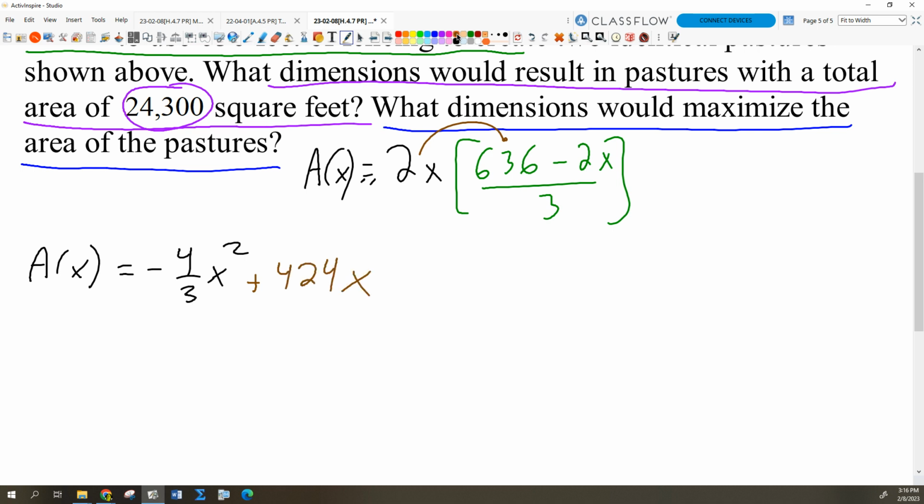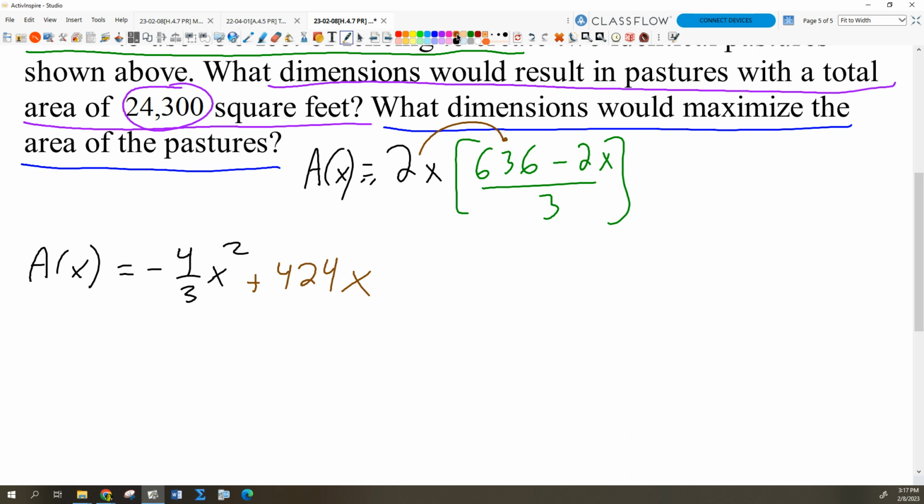Wouldn't I just get that if I distributed? I skipped through a couple steps, but that's what I get, isn't it? Okay, so there it is. So there's my area function. It looks kind of nice. It looks like a quadratic function in standard form, doesn't it? Ax squared plus bx plus c, where a is negative 4/3 and b is 424, right? Okay, that's good. We're familiar with those. We've worked with those a lot.